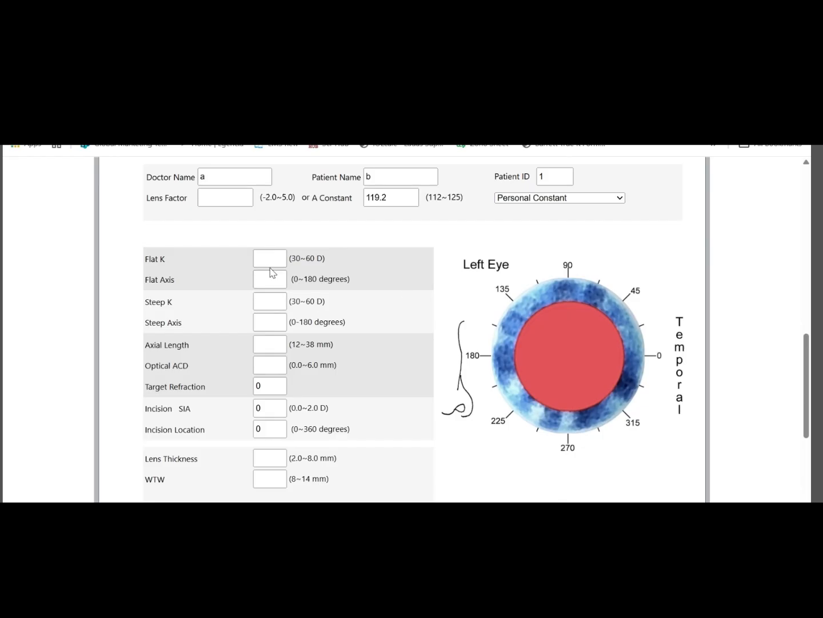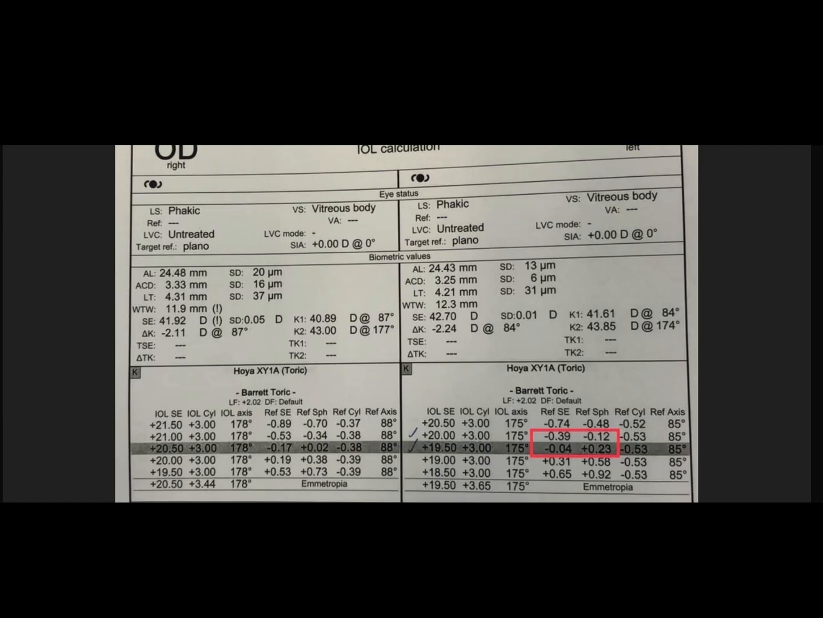Now the flat K, what is the flat K? Let us look into the biometry chart. The left eye, the flat K is 41.61. When you are planning for a toric, always see that the cylinder difference between both eyes is not more than one diopter.